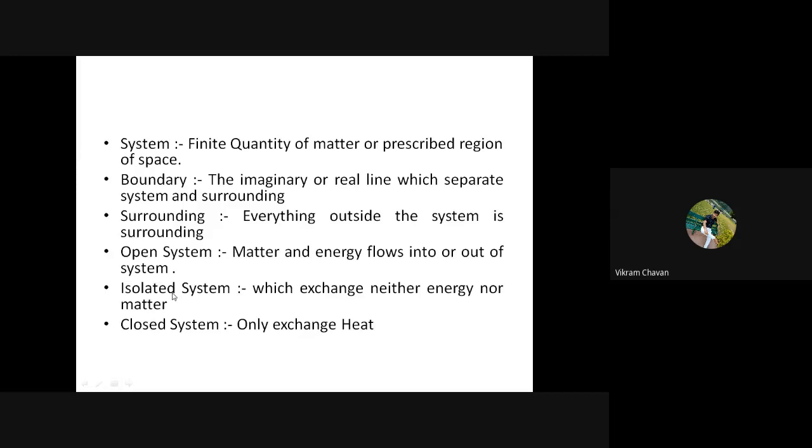Then the next type of a system is isolated system. In which there will not be a scope for energy transformation or a matter transformation from the surrounding to the system or a system to the surrounding. So that will be the isolated system, which exchanges neither energy nor matter.